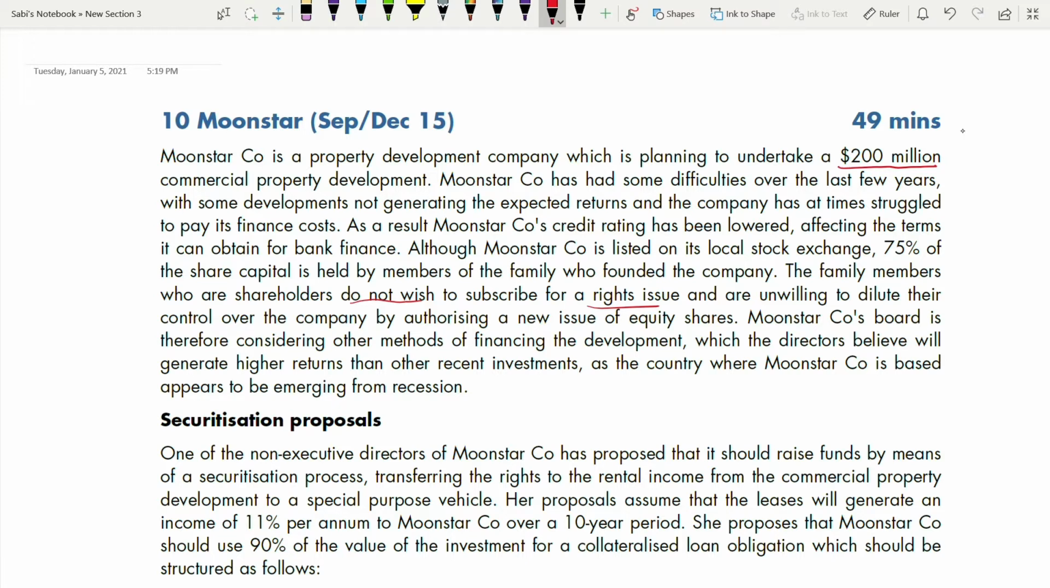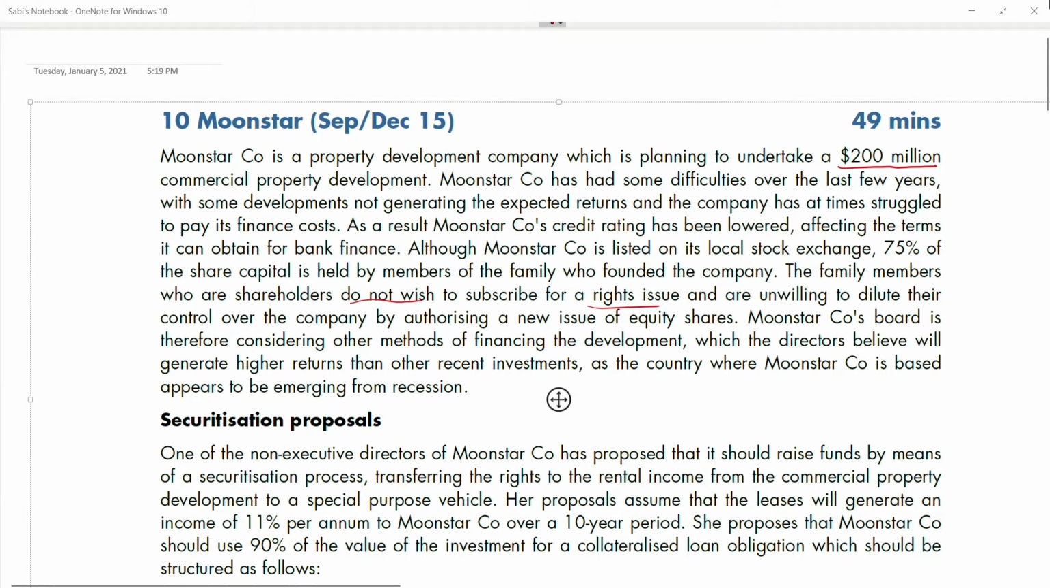So Moonstar company's board is therefore considering other methods of financing the development. Okay, debt is not an option, equity is not an option. They are now looking at other methods of financing this property development, which the directors believe will generate higher returns than other recent investments, as the country where Moonstar is based appears to be emerging from recession. Okay, so now let's see.